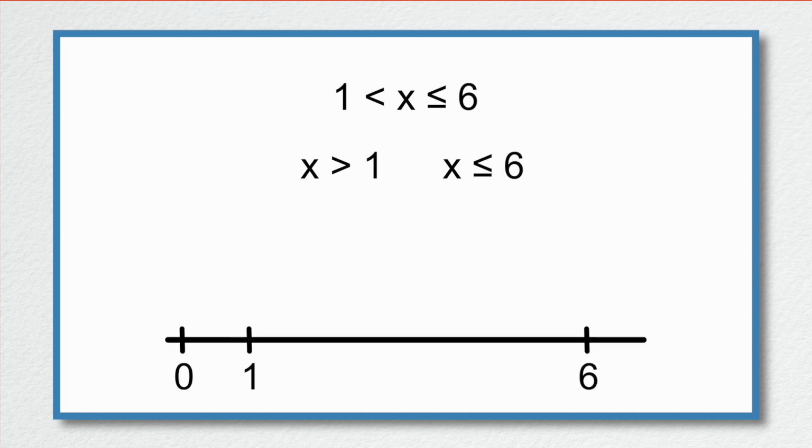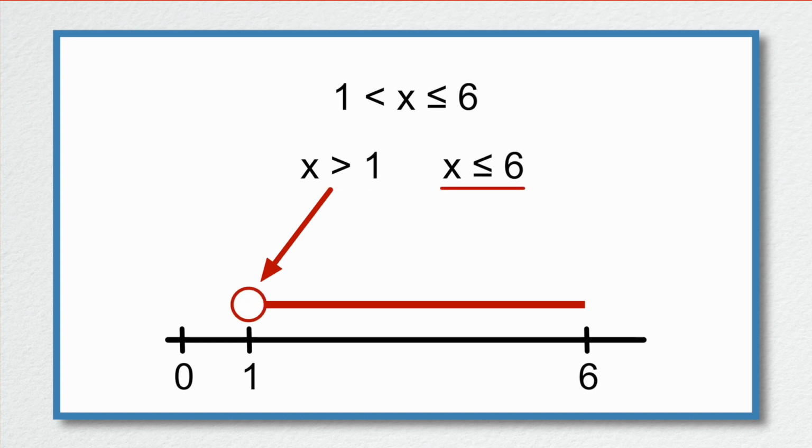So let's put this on a number line. So here's 1 and here's 6. So our range of values is between these two limits. But in the case of 1 actually isn't included in that range. And so what we do is we put a circle that hasn't been filled in. And for 6, well, 6 is included in this range of values. And so this time we use a circle which is filled in. So that's how this inequality is represented on a number line.